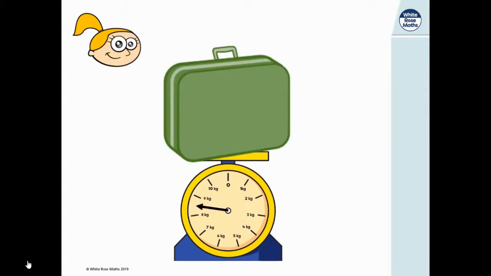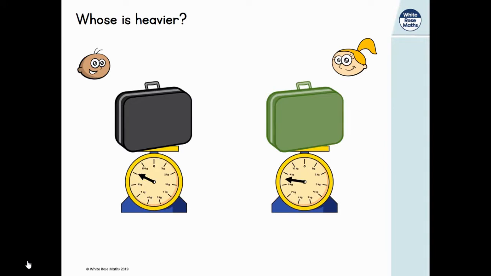Here's Eva. She's packed her case too. Is her case heavier than 9 kilograms or lighter than 9 kilograms? That's right, it's lighter than 9 kilograms. The arrow is pointing somewhere between the 8 kilogram mark and the 9 kilogram mark, about 8.5 kilograms, which is lighter than 9 kilograms. So now, when we see them side by side, we can see that Tommy's case is heavier.